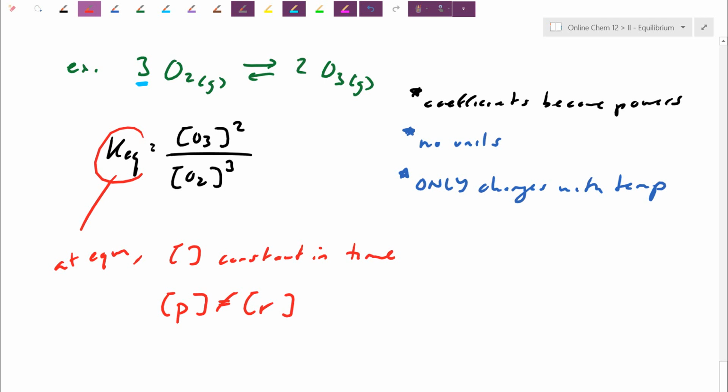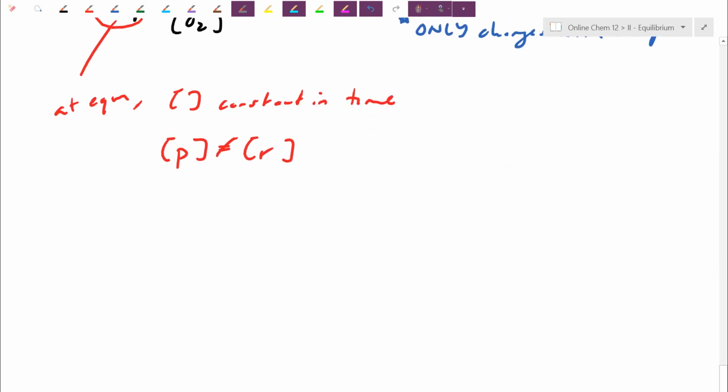At any given time, I should have 5 players on the ice, but it doesn't mean that just because there are 5 players on the ice, you have to have 5 players on the bench. They don't have to equal each other. They just have to stay constant in time, right? So let's just do one other side note here.